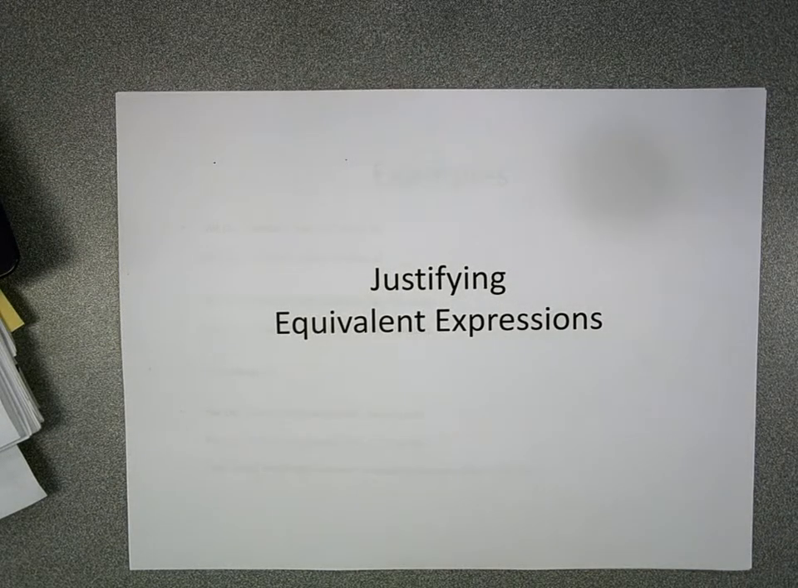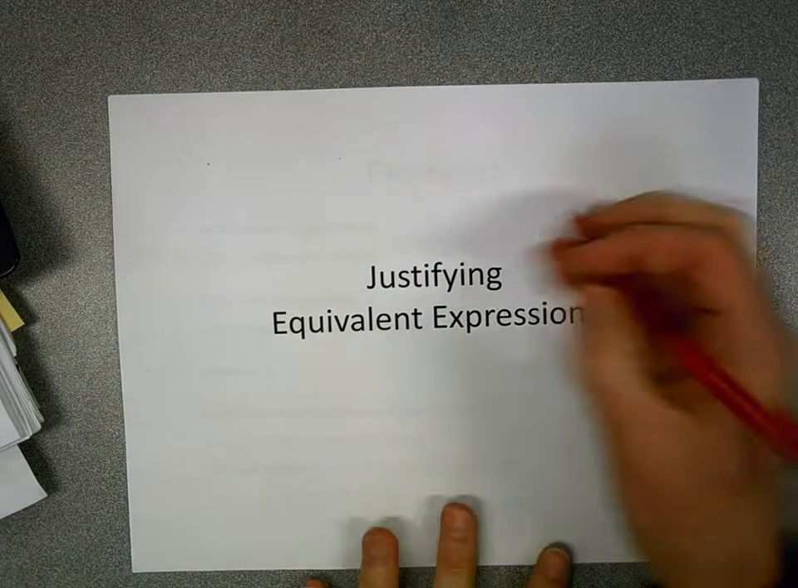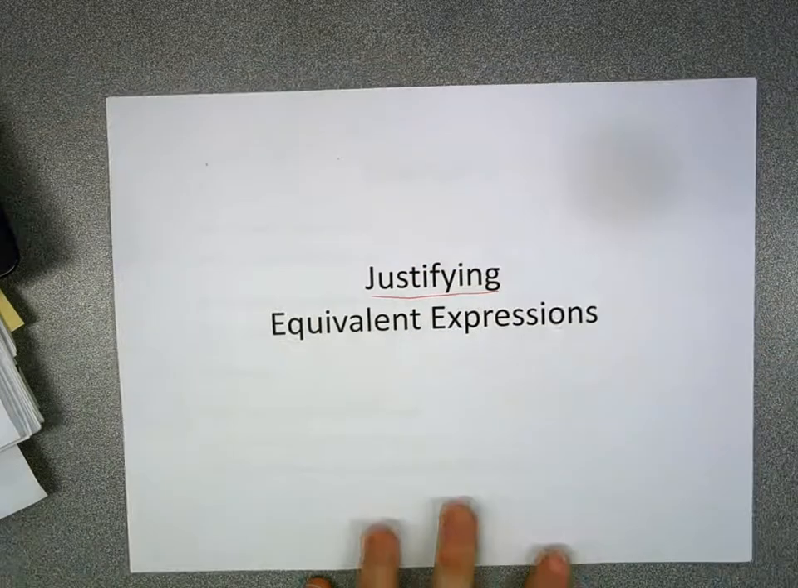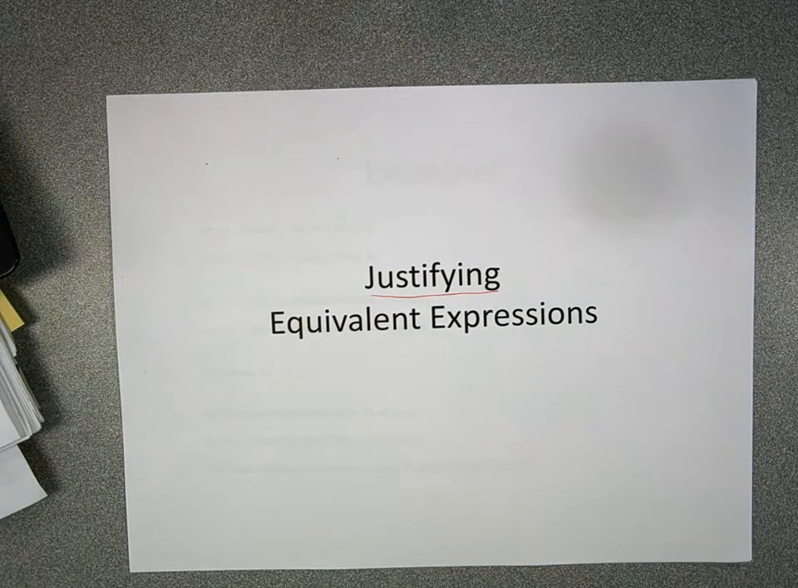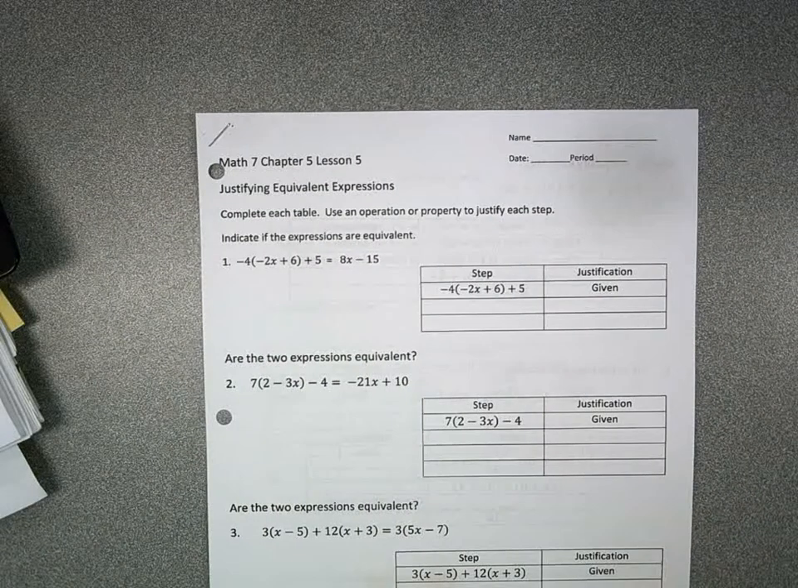All right. So what we're going to do today is we are going to justify equivalent expressions. Believe it or not, we have done this before when we did our properties worksheet. We only, though, justified with actual properties. Now we're going to justify with not only properties but other things as well. Okay. So here we go. I'm sure most of you guys already have this with your name, date, and period up at the top, so make sure you have that.